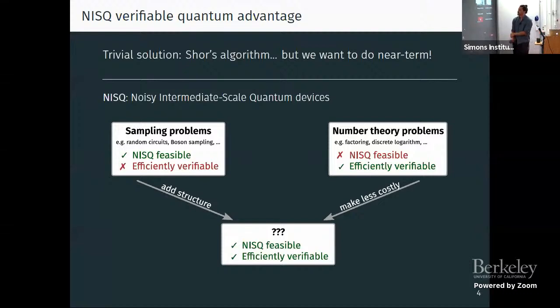So first of all, we could take one of these sampling problems, like random circuits or boson sampling, which is feasible on a NISQ device, which people have already shown in experiments, and then figure out a way to add some structure to it to make this sort of problem have an efficient verification scheme classically. The other thing we can do is we can take one of these number theory problems or other algorithms, which we know a quick, efficient way to verify, but seem hard on a NISQ device, and figure out some way to make it less costly so that we can achieve both of these goals, that it's both NISQ feasible and efficiently verifiable. So for the rest of this talk, I'm going to be talking about not proofs that this sort of thing exists, but essentially ways that we can make it faster and make it feasible to do in the near term.